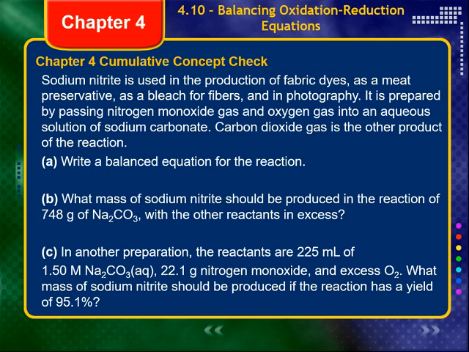I know it's a lot of new stuff, but I have a concept check for you with no answer. This is going to make you use everything that we've gone over so far in chapter 4. Sodium nitrite is used in the production of fabric dyes. Who cares? As a meat preservative. I like meat, but who cares? As bleach for fibers and in photography.